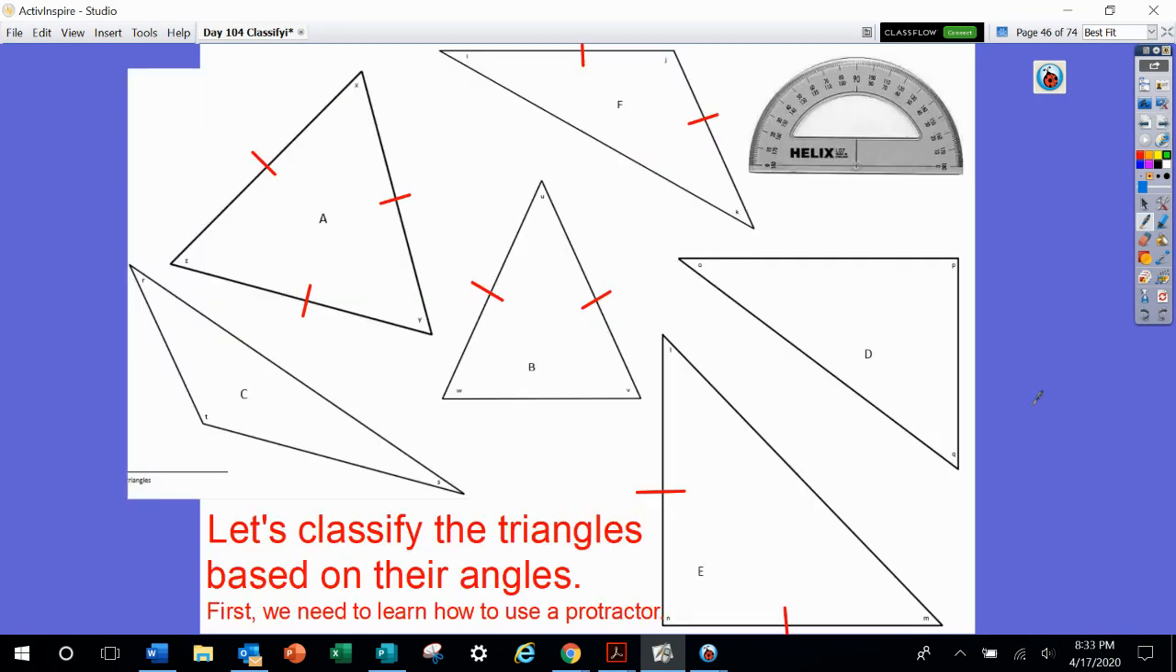All right. So the fun part. Let's go ahead and classify the triangles based on their angles. First, we need to learn how to use a protractor. So here's a picture of what a protractor looks like.